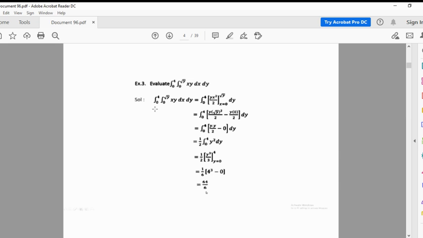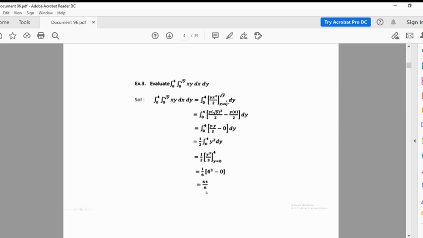So the limit becomes integration y varies from 0 to 4, integration x varies from 0 to root y, xy dx dy. So first we have to take the integration with respect to x. The integration of xy with respect to x is x square by 2, with y as a common factor. So we put the first value, x is equal to root y, so y into root y square upon 2.